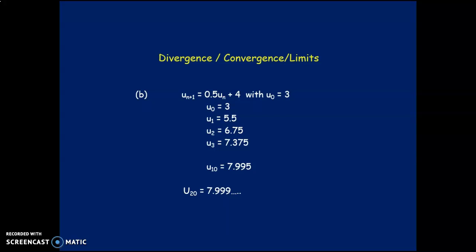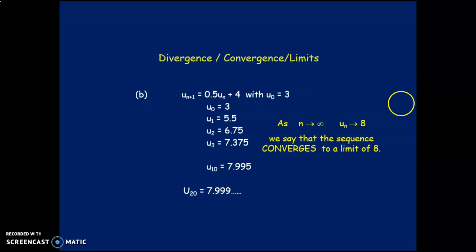Now if we kept going, as our n value tends to infinity or gets larger, we can see that our current term, our un, is tending to 8. So we say this sequence here converges to a limit of 8. Now if we look at this graphically, we can see, looking at the recurrence relation, whether there's a limit or not.